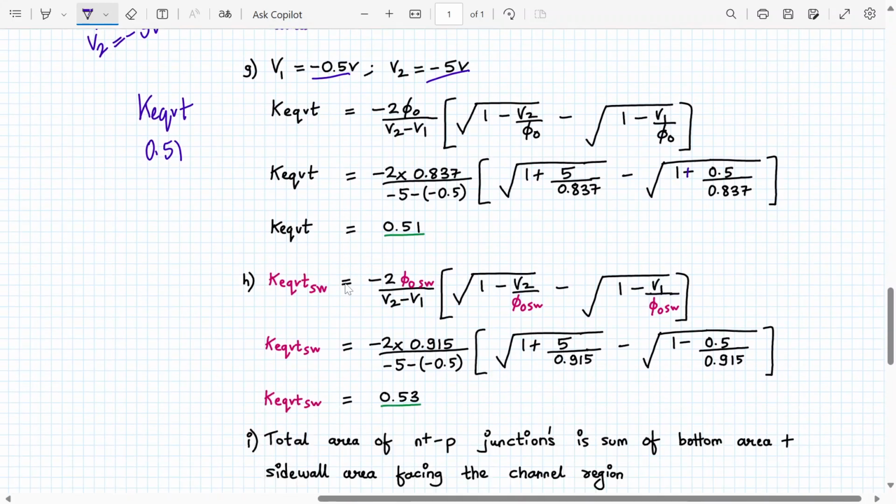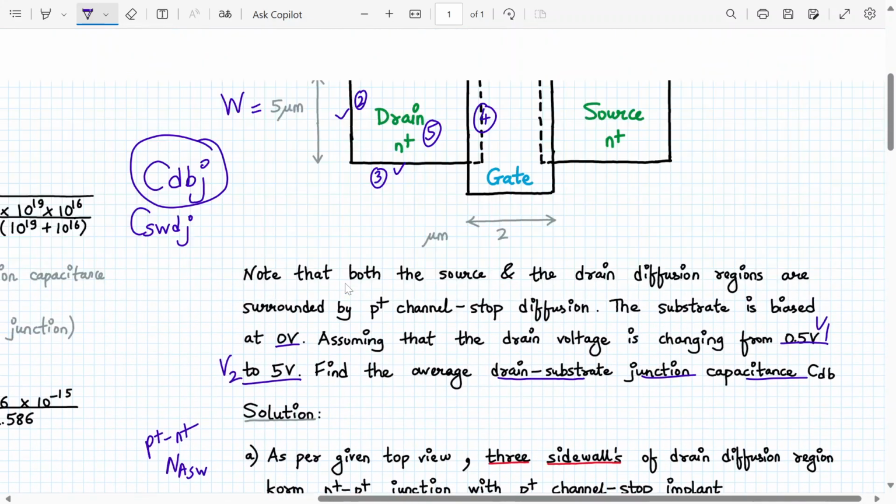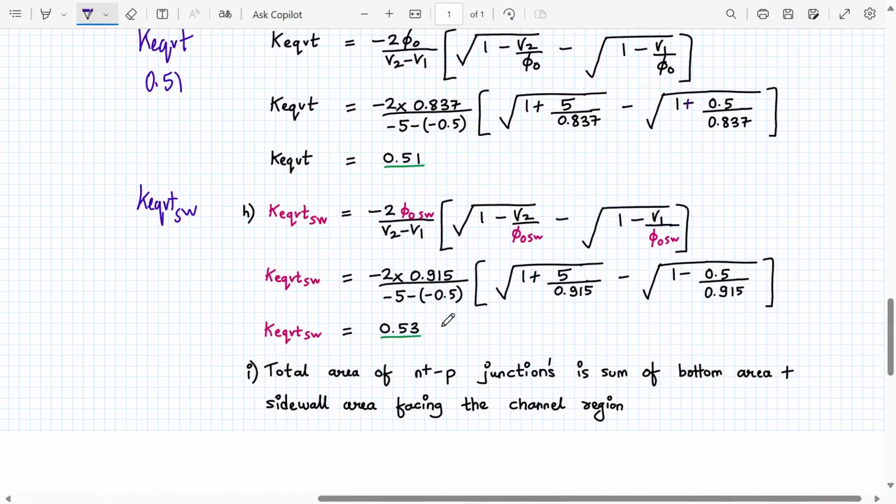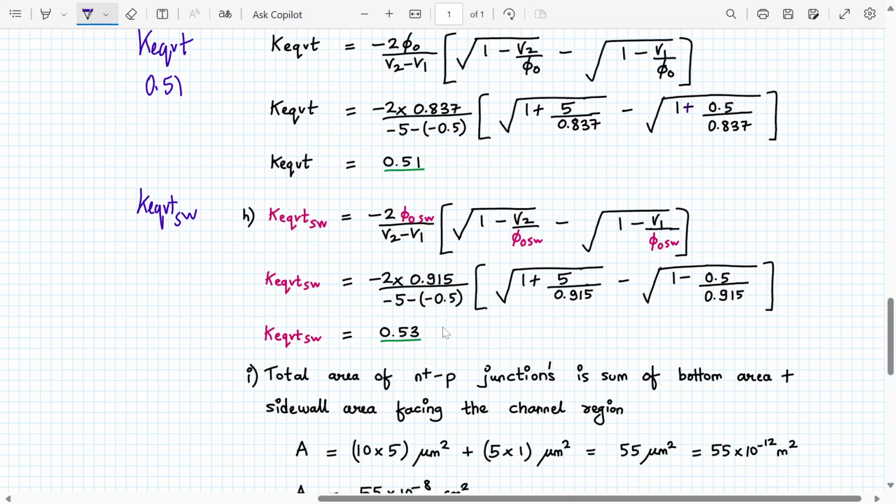Similarly, you substitute the values for K equivalent for sidewall. So here you will substitute 0.915, 0.915. It's going from 0.5 volts. Drain voltage is changing from 0.5 to 0. Substrate is 0. So yeah, it will be minus 0.5 only. Correct, it is. So here the value will come out to be 0.53. So really K equivalent and K equivalent SW are not changing much.